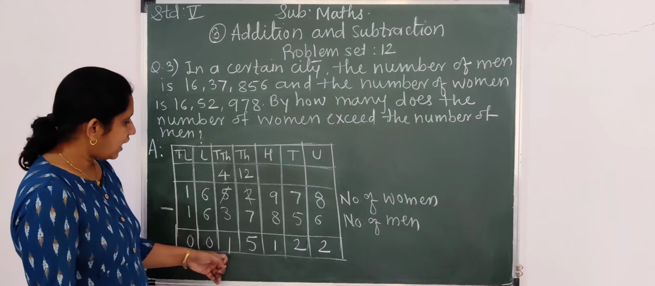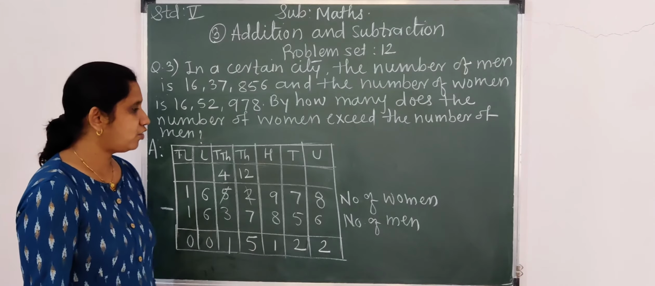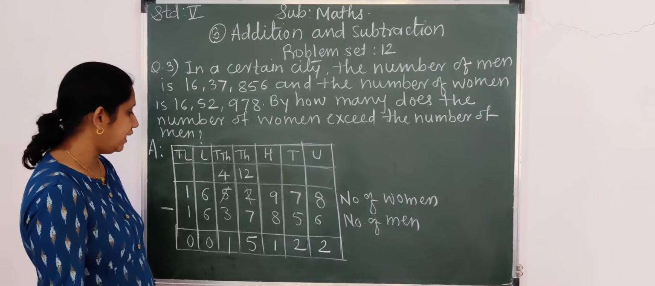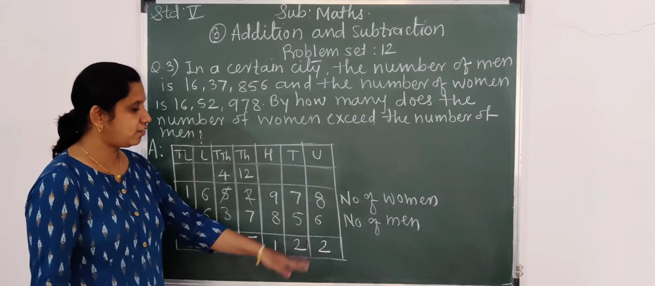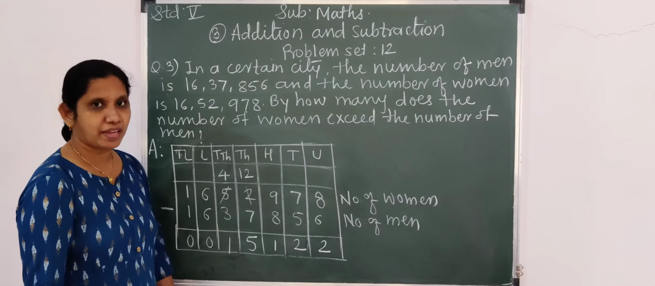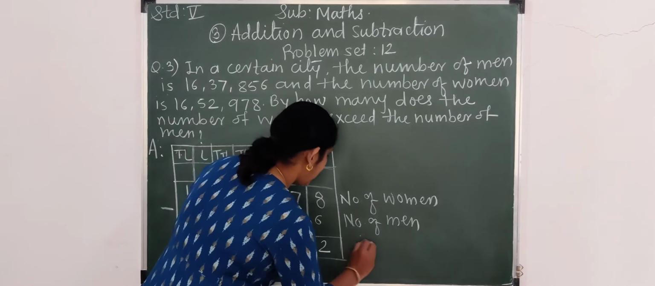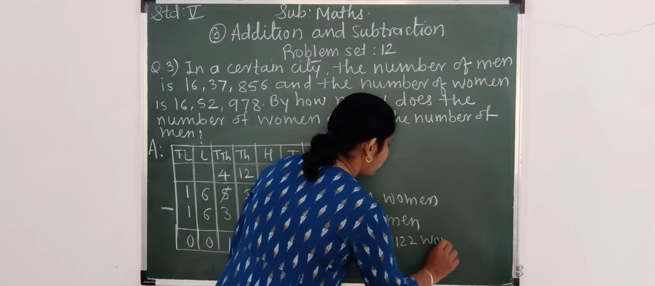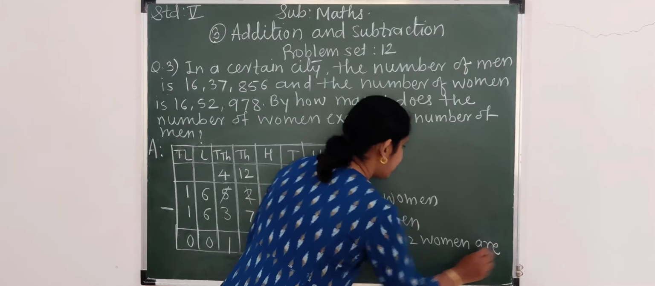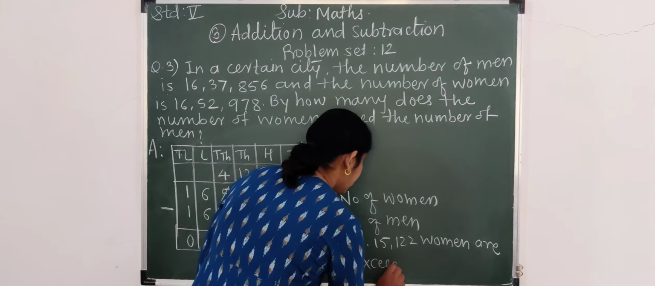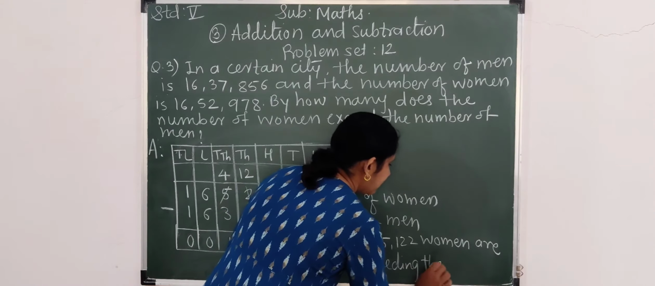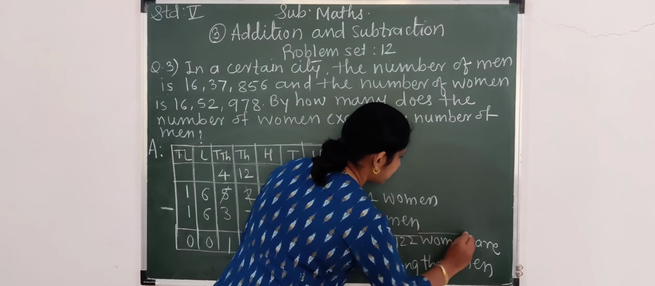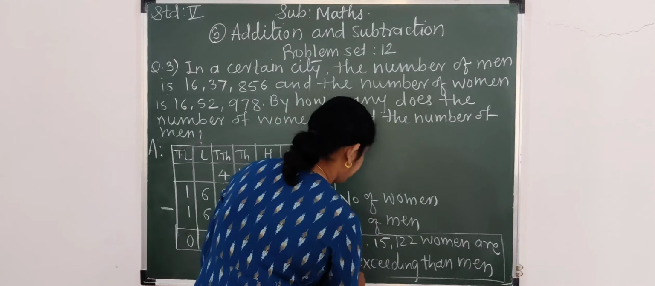So what is the answer? 15,122. So at last we'll write the number of women are exceeding by 15,122 than the men. Okay, so let's write that. Therefore, 15,122 women are exceeding than men. Alright? Write it in a square box.